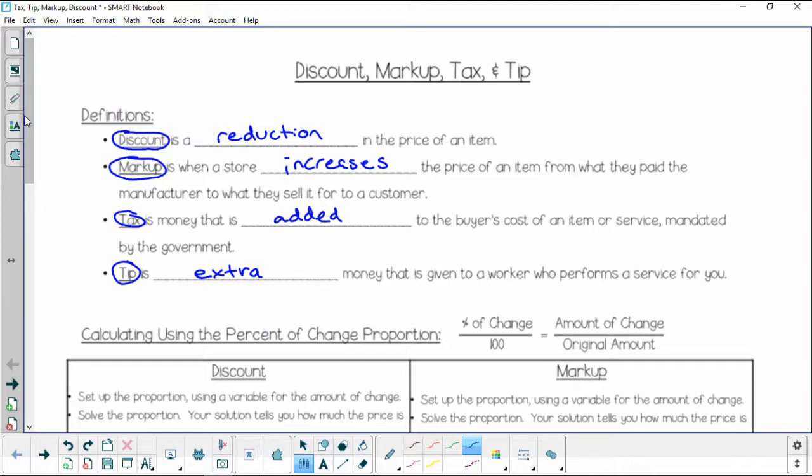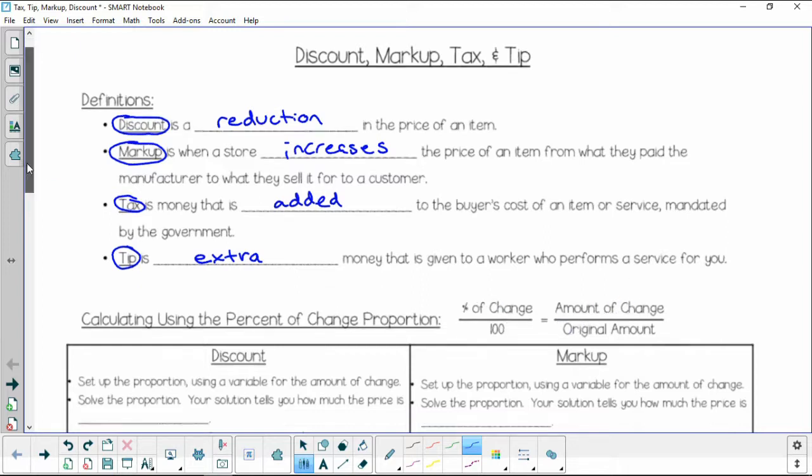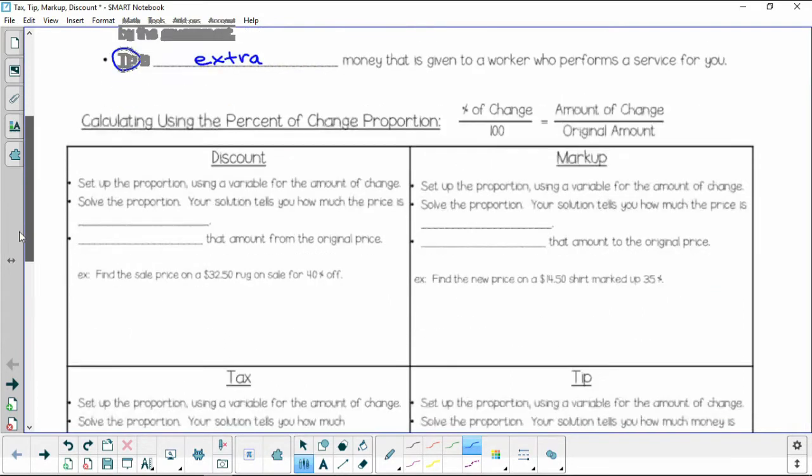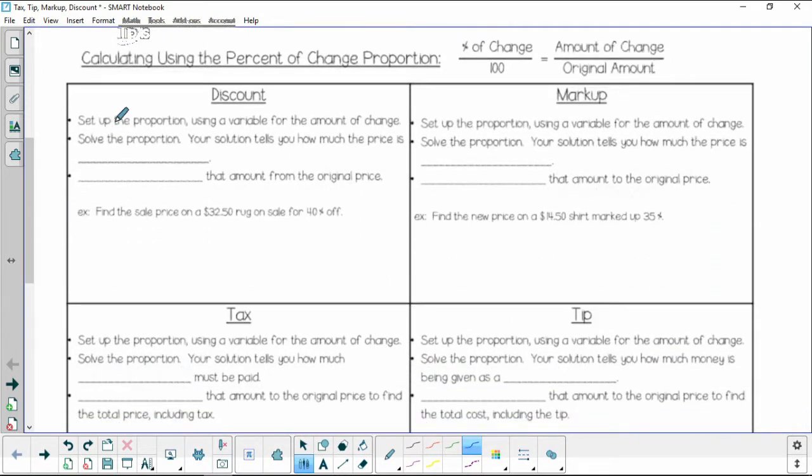So we can use this percent of change proportion to help us find answers to these sorts of problems. Remember, percent of change over 100 equals the amount of change divided by the original amount. So if you want to find discount, you can set up the proportion using the variable for the amount of change. Solve the proportion. That tells you how much the price is decreased by. Then you subtract that amount from the original price.